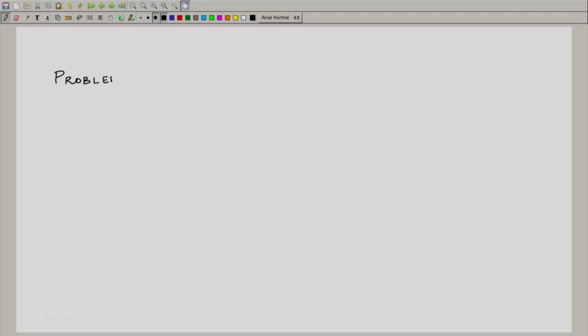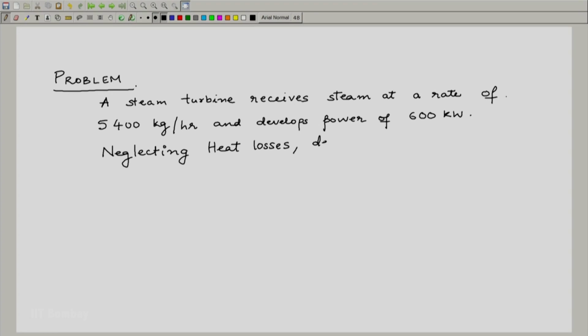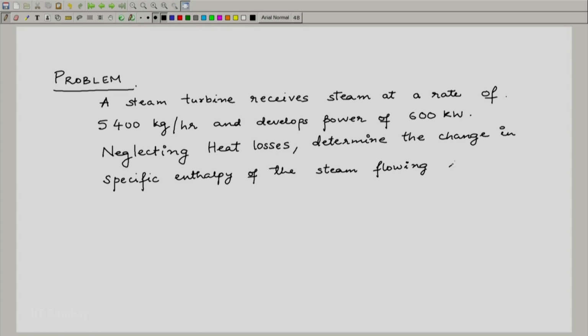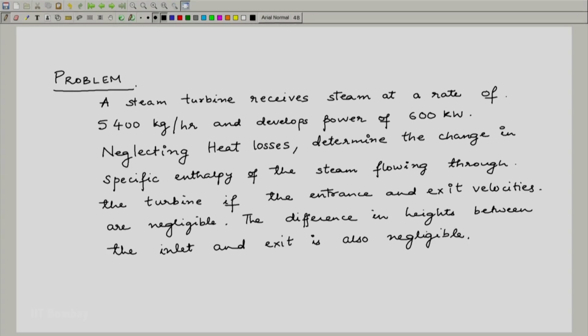So, the problem can be read out as: a steam turbine receives steam at a rate of 5400 kilogram per hour and develops power of 600 kilowatt. Neglecting heat losses, determine the change in specific enthalpy of the steam flowing through the turbine if the entrance and exit velocities are negligible. The difference in heights between the inlet and exit is also negligible. So, this is a reasonably straightforward problem, something that we discussed when we were discussing the turbine. So, how do we go about it?